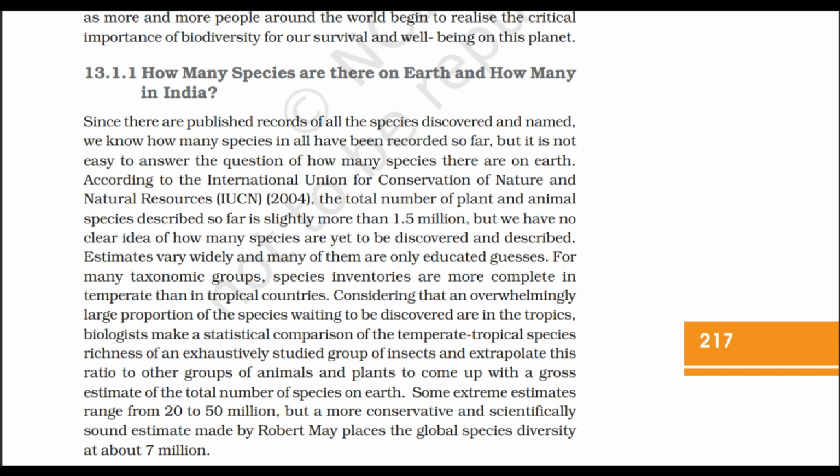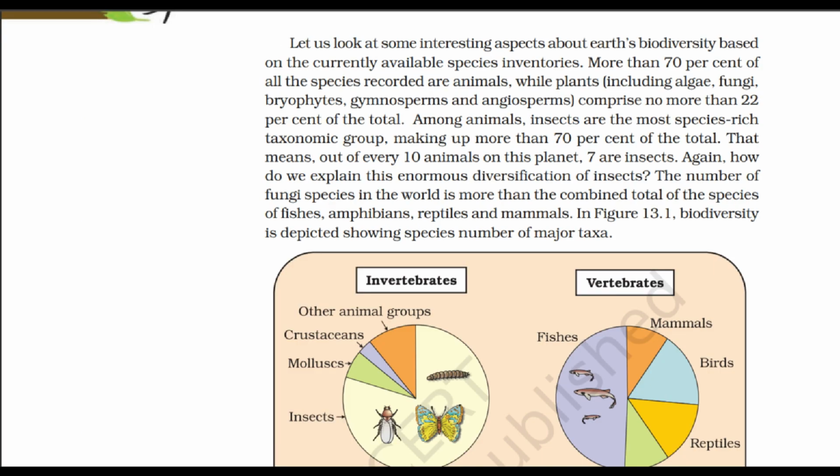Some extreme estimates range from 20 to 50 million. But a more conservative and scientifically sound estimate made by Robert May places the global species diversity at about 7 million. Let us look at some interesting aspects about Earth's biodiversity based on the currently available species inventories. More than 70% of all the species recorded are animals, while plants, including algae, fungi, bryophytes, gymnosperms, and angiosperms, comprise no more than 22% of the total.